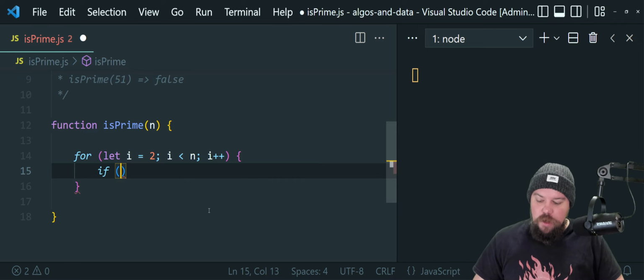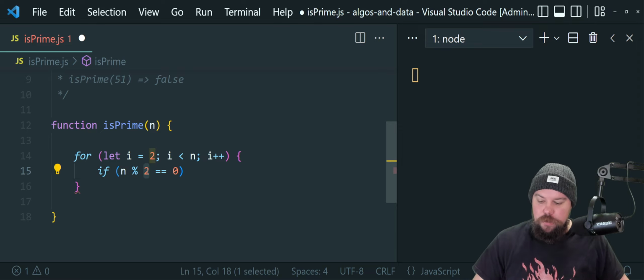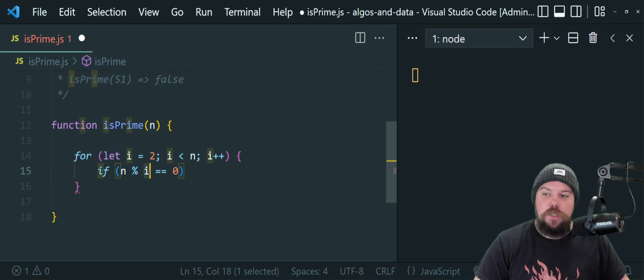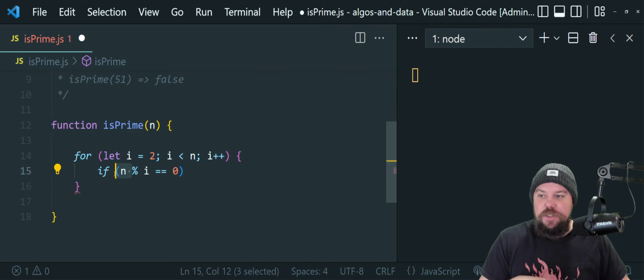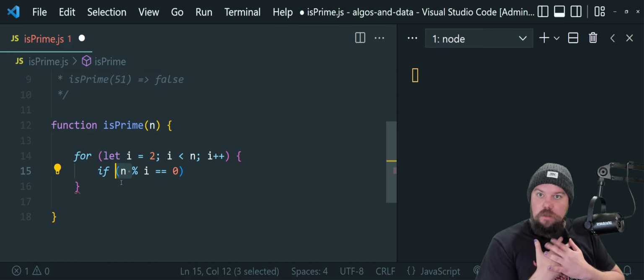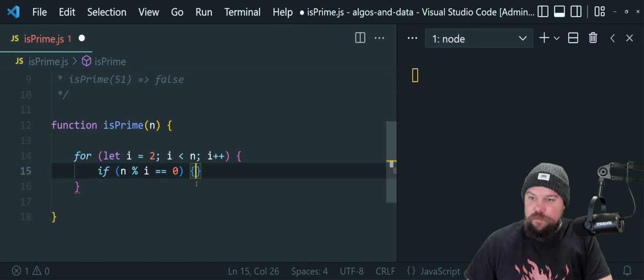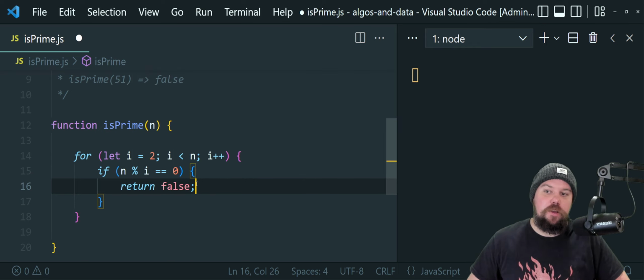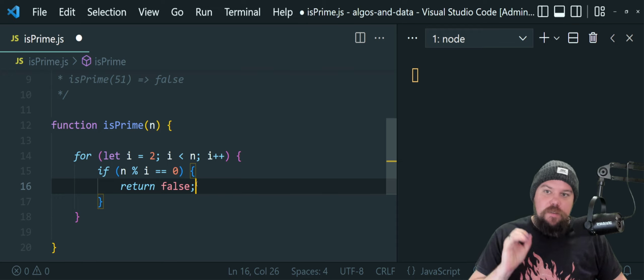If any one of those numbers that we're looping through evenly divides into our input number, then it can't be prime. It has more than 2 factors. So we can say return false and just stop the function in its tracks right there. The loop will stop. All is fine.